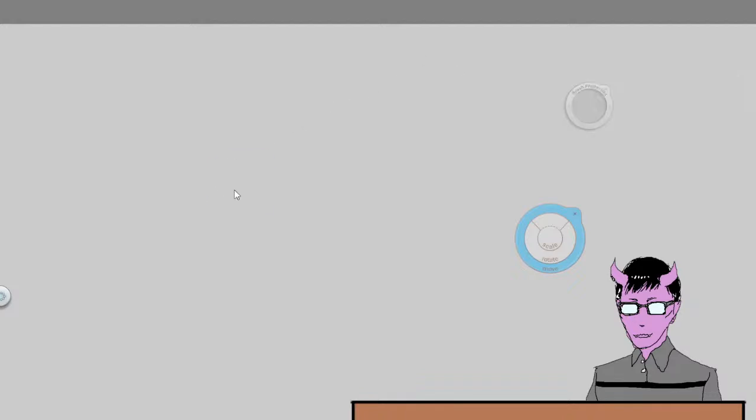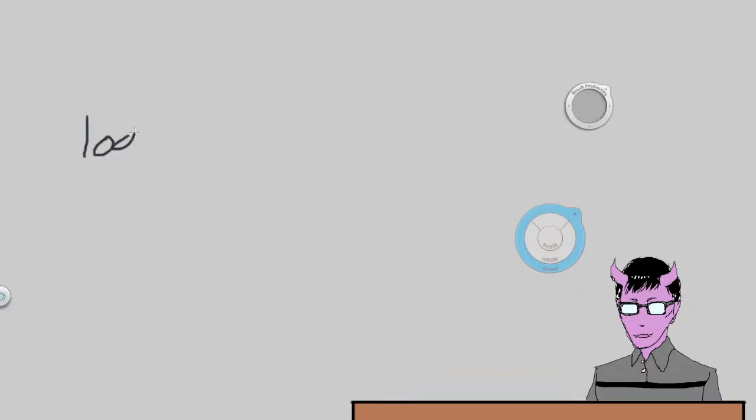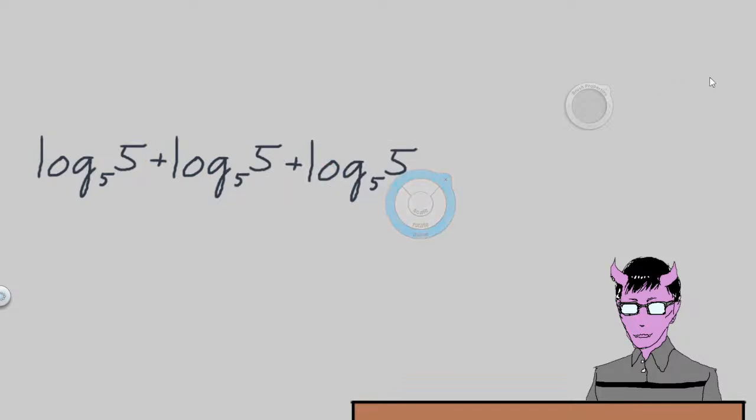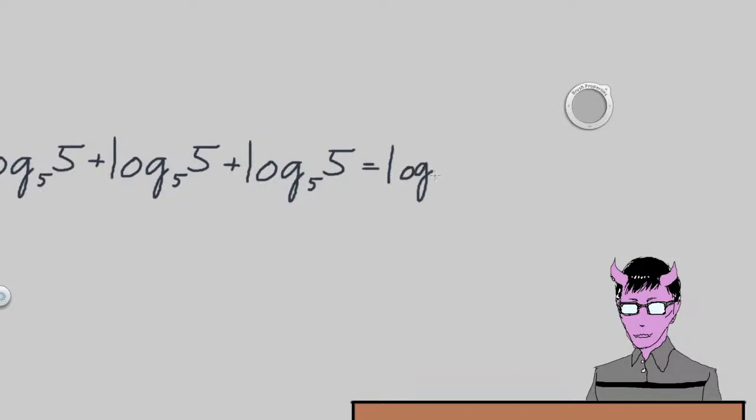Moving on, we have log base 5 of 5. Learn to recognize those ones, right? And then we have plus another one. You know what? Let us be efficient. Let us utilize technology. We have the technology. Ooh, that's kind of weird. Okay, there you go. And then there's one more. There you go. And then we have is equal to log base 2 of 8 times d.